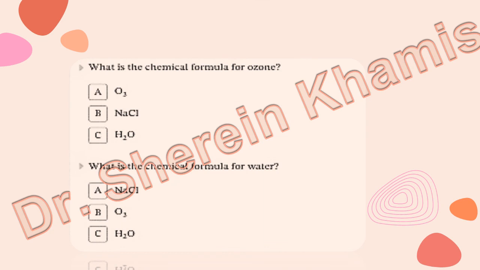What is the chemical formula of ozone? We have three oxygen atoms, so the chemical formula will be letter A. What is the chemical formula for water? We have dihydrogen oxide, but we don't say dihydrogen oxide, we say water, and its chemical formula will be H2O. So the right answer will be letter C. Okay, let's go to question 10.